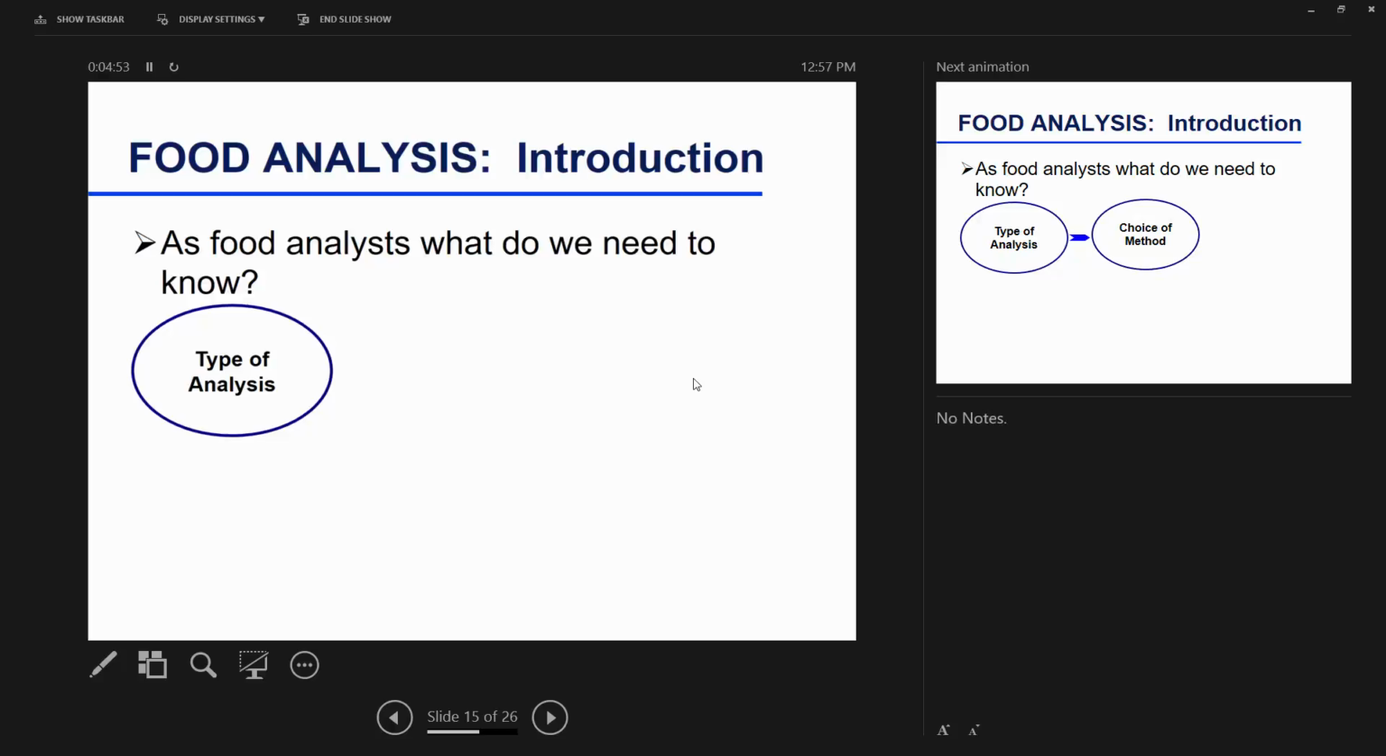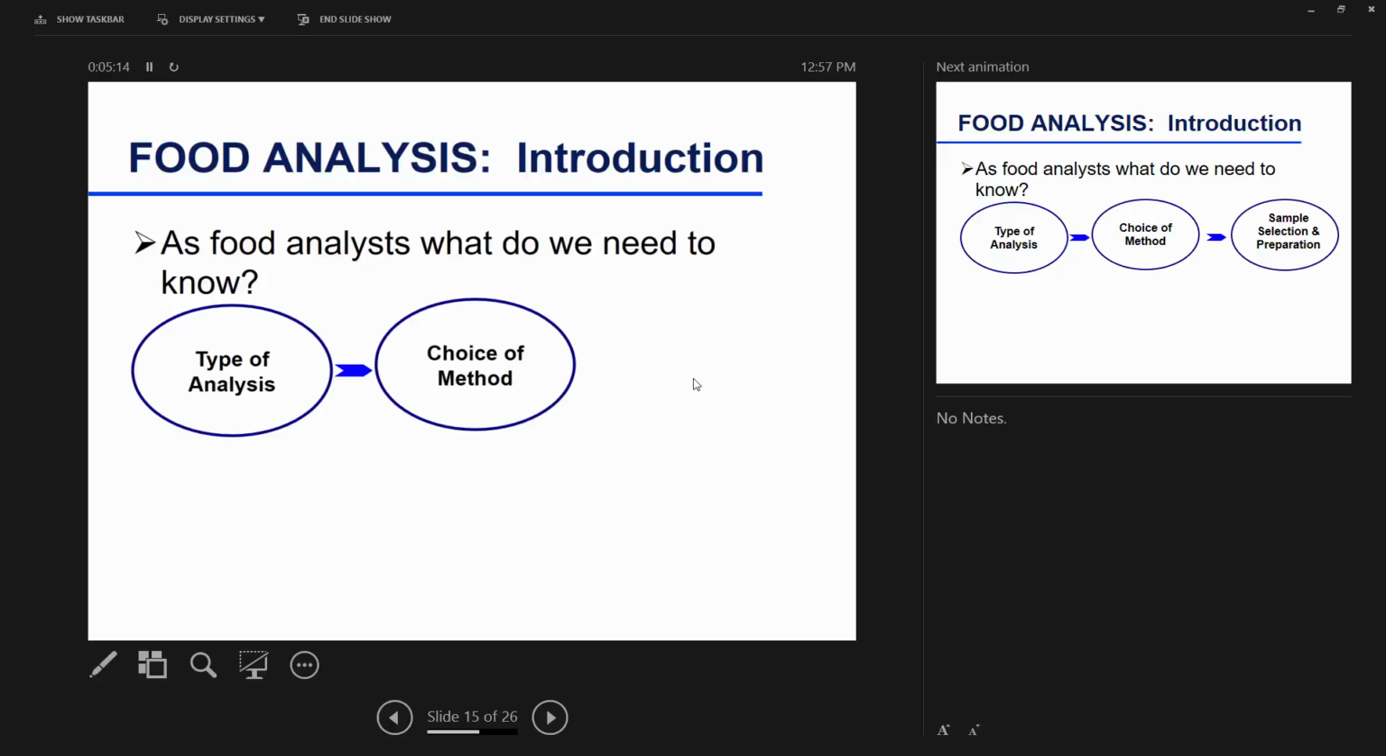Okay, so what type of analysis do I have to do? This can be related to the direct problem you have, or a research question, or a quality assurance question. So what kind of analysis do I need to do? Do I need to analyze free fatty acids? Do I need to analyze for protein content? What do I need to do?